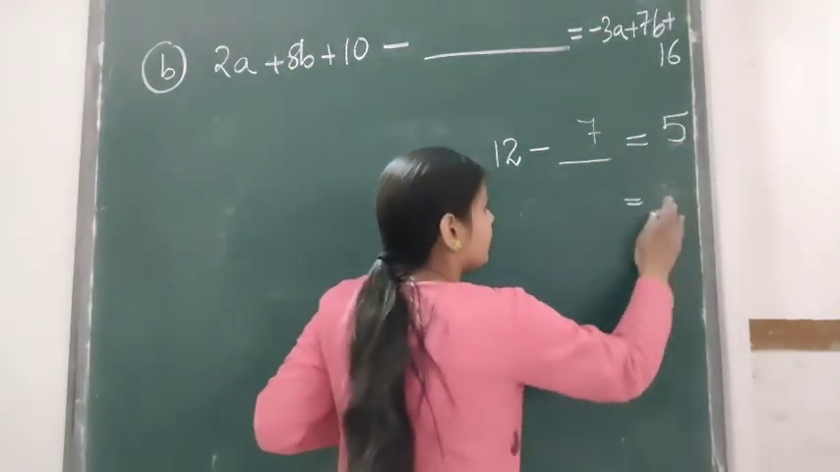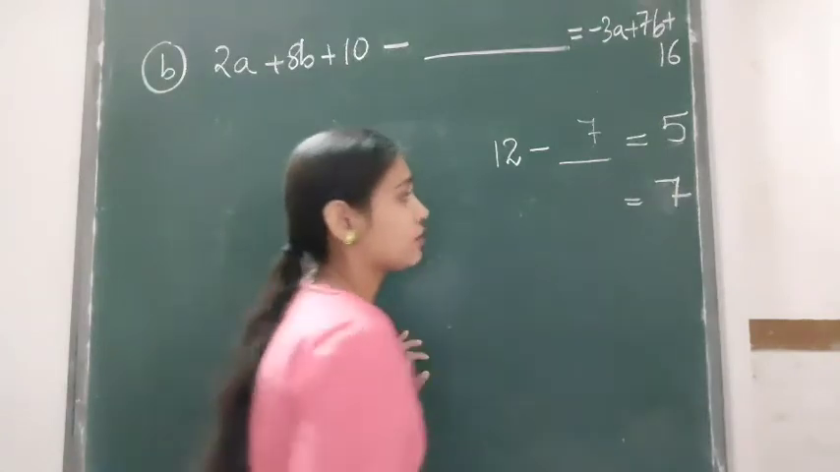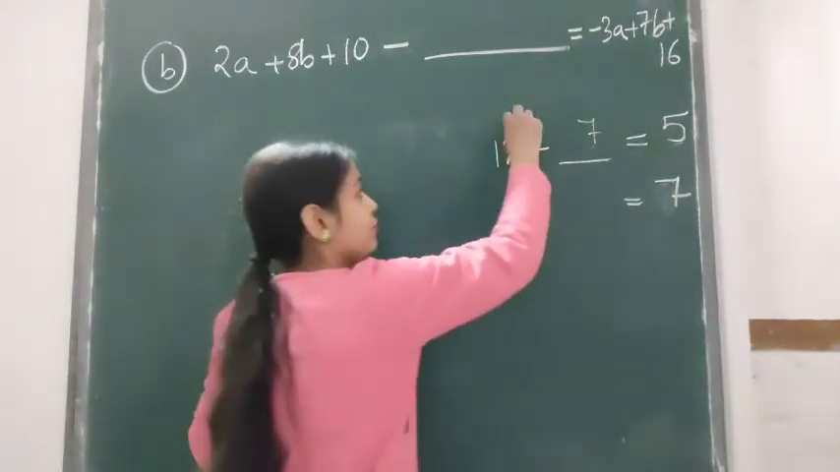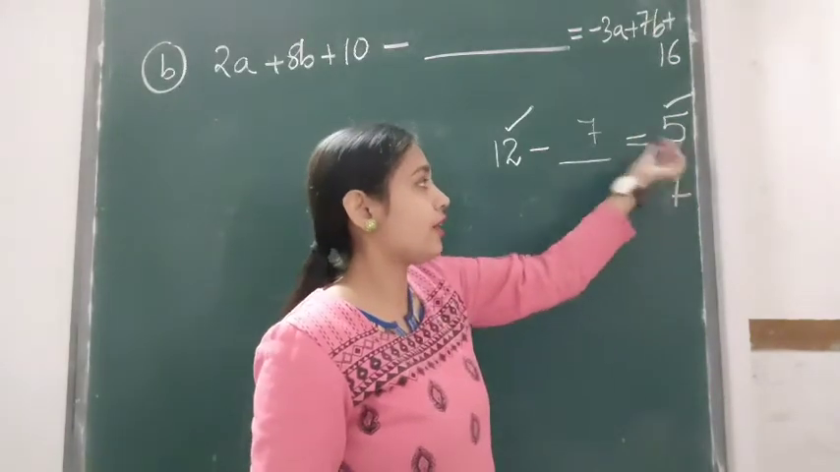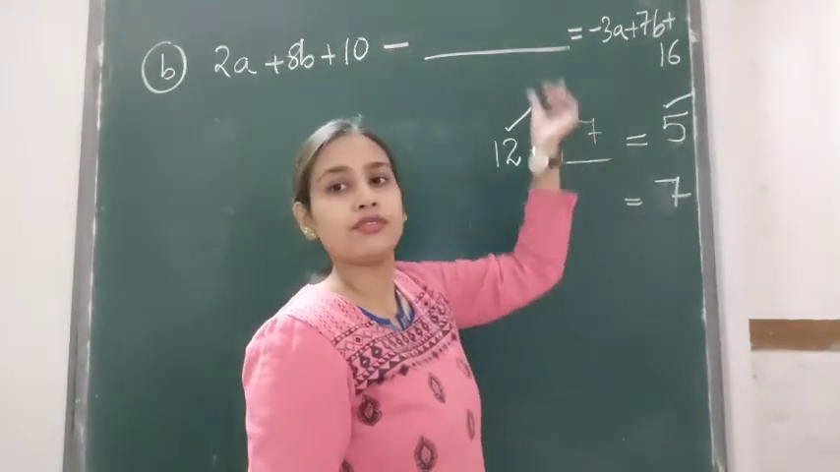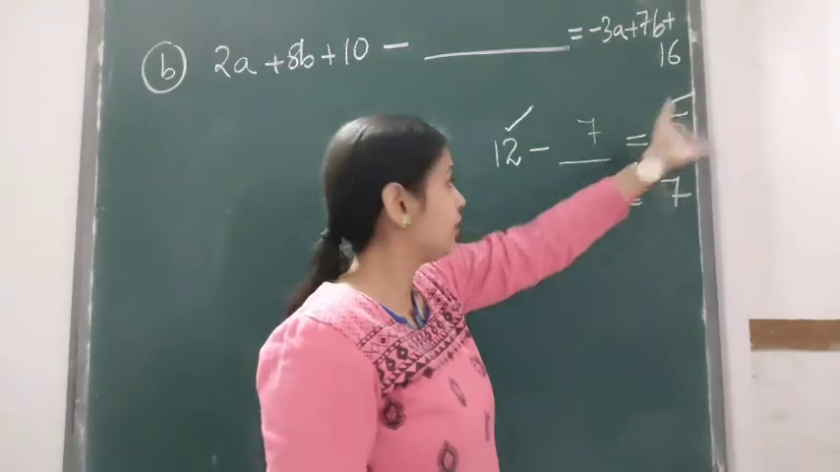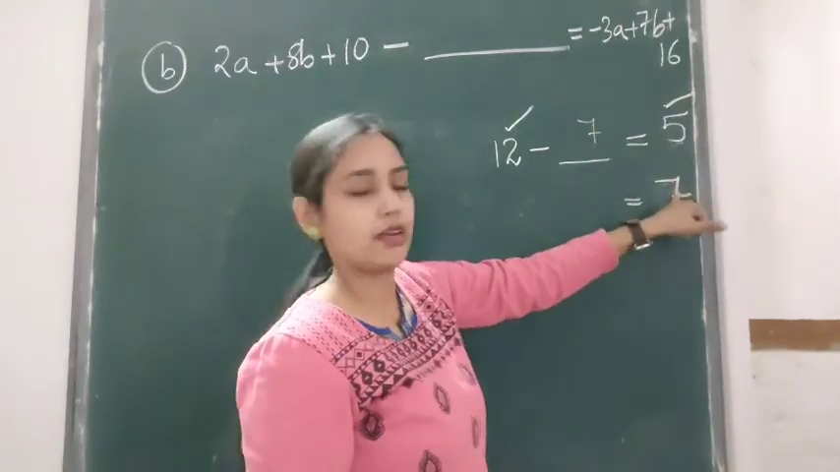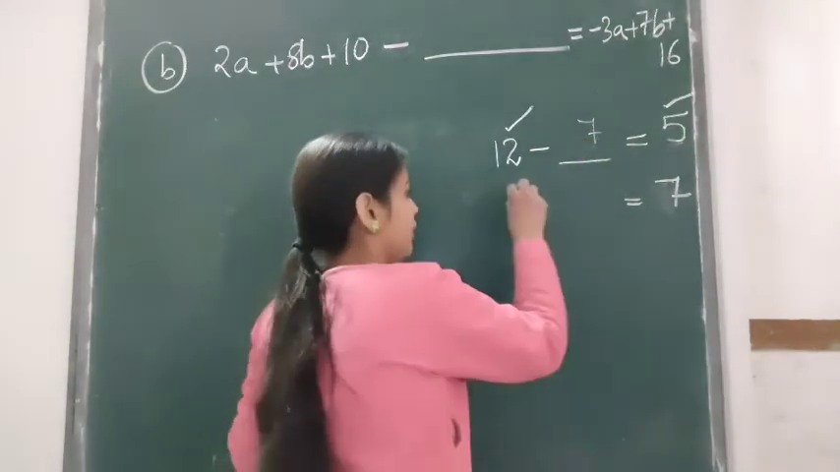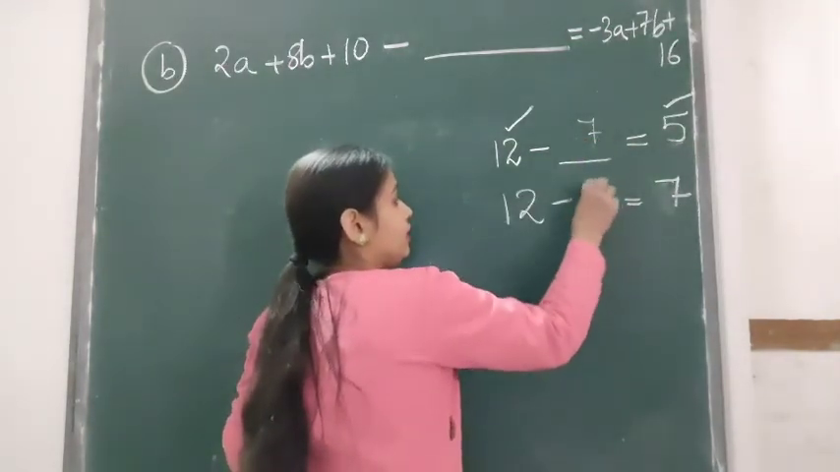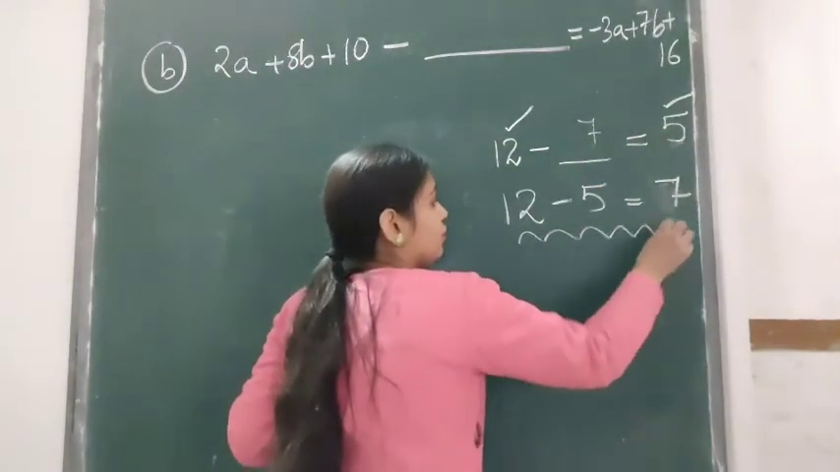How to get 7 as your answer? If you subtract these two, that means if you transpose 5 to this side and 7 to that side, 7 comes here and becomes plus 7, and plus 5 comes here and becomes minus 5. That is 12 minus 5, which will give you 7.